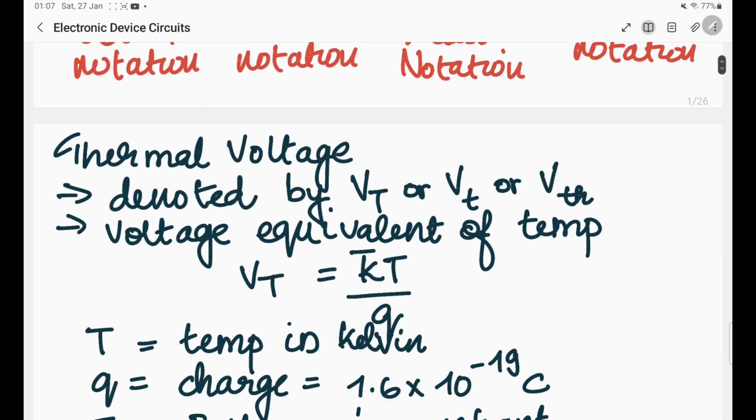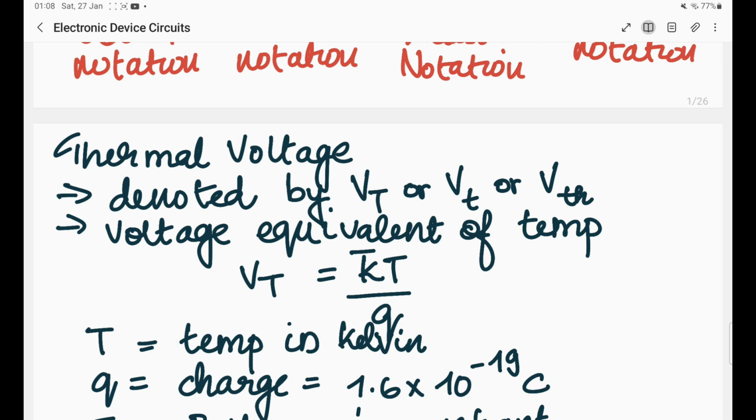You have always seen this while solving problems, right? What is thermal voltage? Thermal voltage is denoted by Vt, that is V small letter t, or V capital T, or Vth. So these are all thermal voltage. What is actually thermal voltage? This is the voltage equivalent of temperature. Don't worry about understanding thermal voltage right now. When we go to the basics of semiconductors, thermal voltage will come again, and I will give a brief introduction to it. For the time being, just understand that thermal voltage is nothing but the voltage equivalent of temperature.